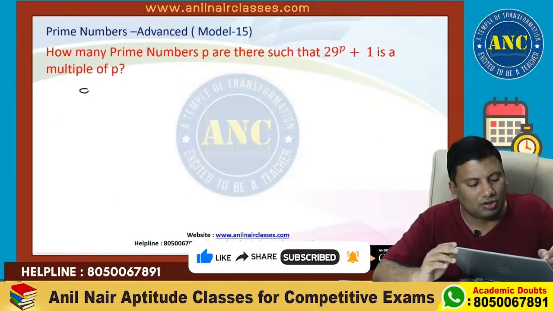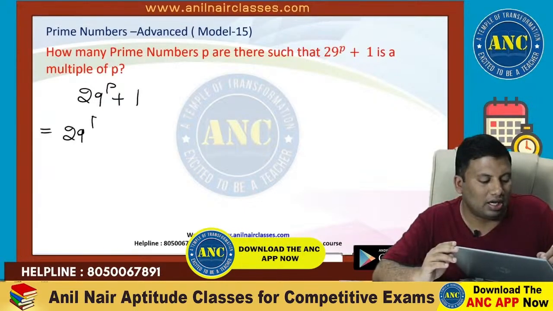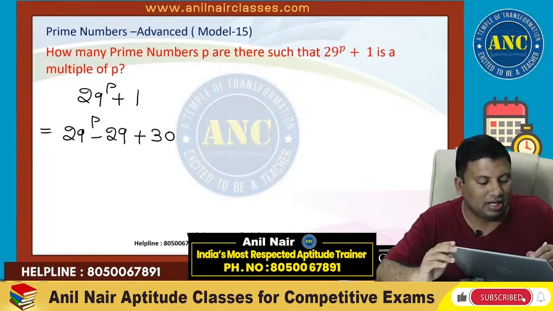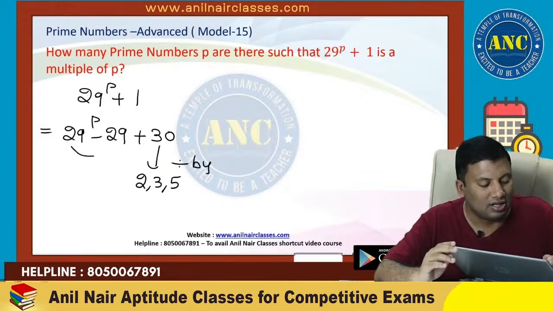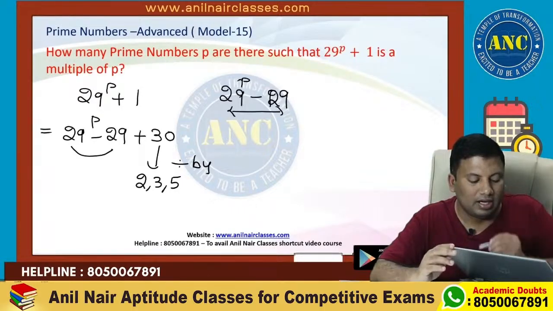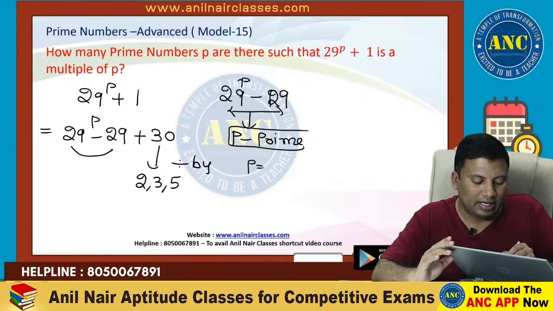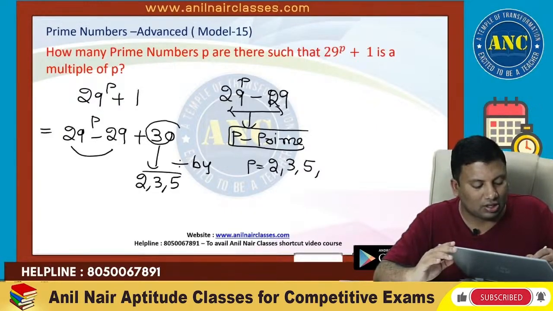The question is 29 power p plus 1. This can be written as 29 power p minus 29 plus 30. I hope it is clear. 30 is divisible by 2, 3 and 5. These are the prime factors. Now 29 power p minus 29 is perfectly divisible by p if p is a prime number. So p can take 2, p can take 3, p can take 5.